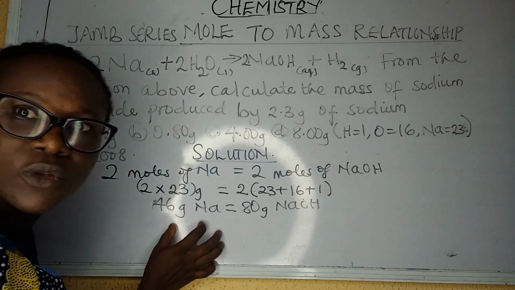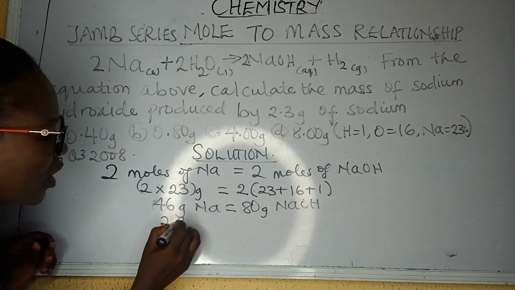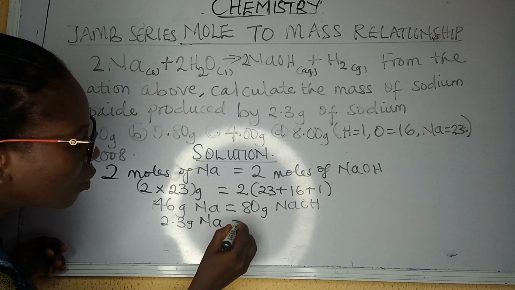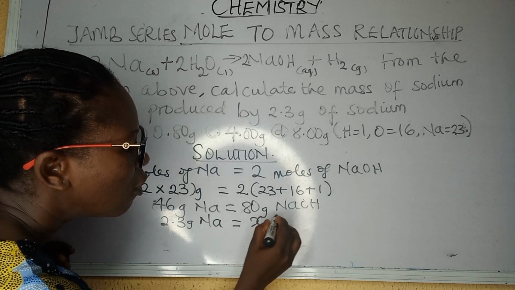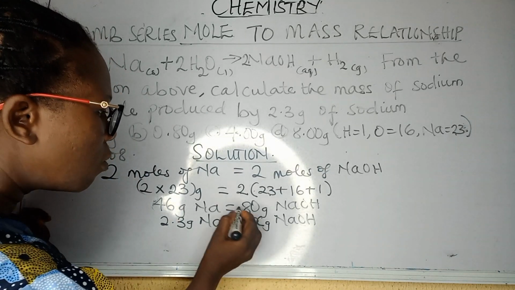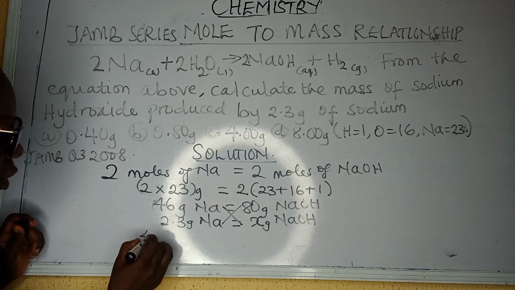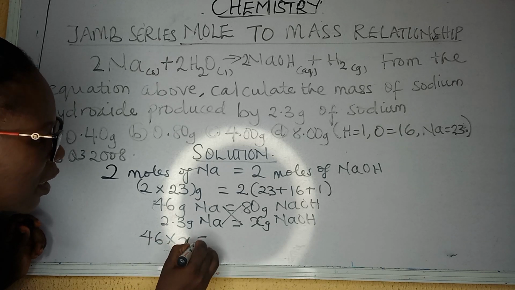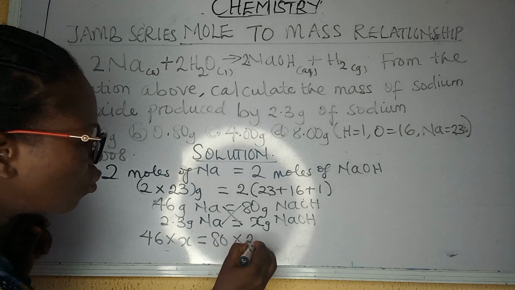This side is for sodium. So I'm going to put 2.3 gram of sodium. We produce what mass of sodium hydroxide? So I'm using X for the unknown. Now cross multiply. We have 46 multiplied by X equals 80 multiplied by 2.3.